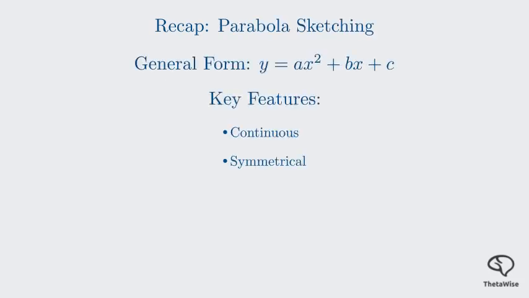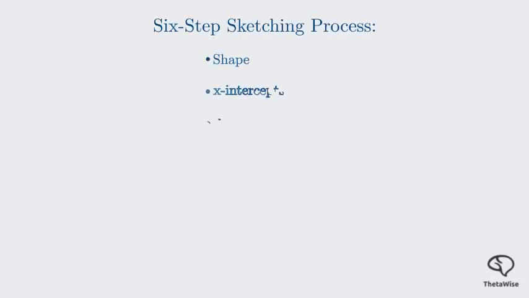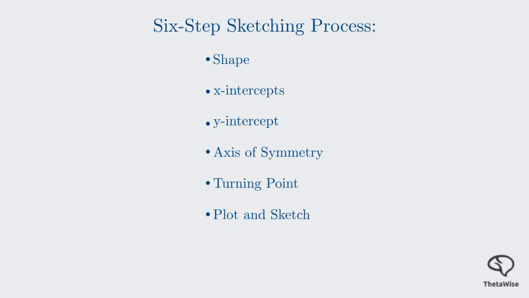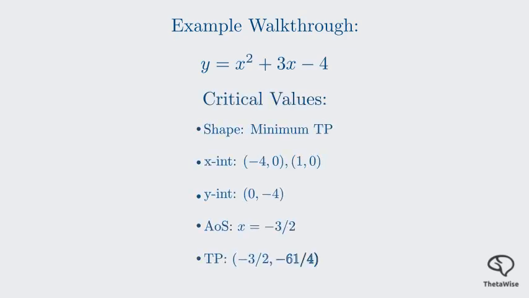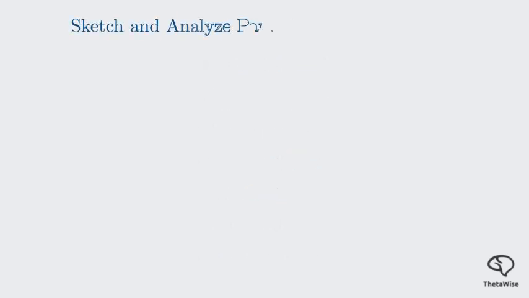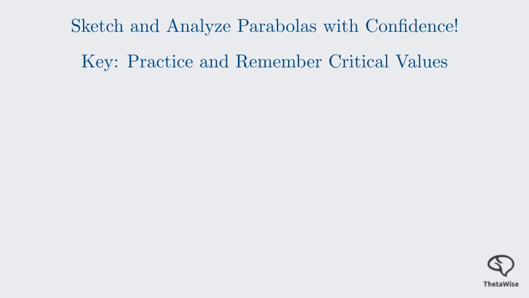Let's recap what we've accomplished today. We started by understanding the general form of a parabola, y equals ax squared plus bx plus c, and its fundamental features like continuity and symmetry. We then learned a powerful 6-step process for sketching any parabola, finding the shape, x-intercepts, y-intercept, axis of symmetry, and turning point, and then plotting them. Finally, we walked through a complete example, from calculating the critical values to sketching the graph and stating its features, confirming our work against a memo. You are now equipped with the tools to sketch and analyze parabolas with confidence. The key is practice and remembering those 5 critical values.